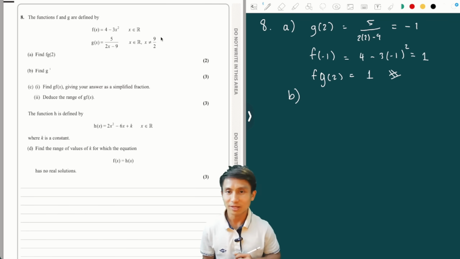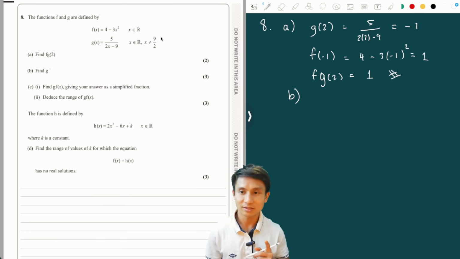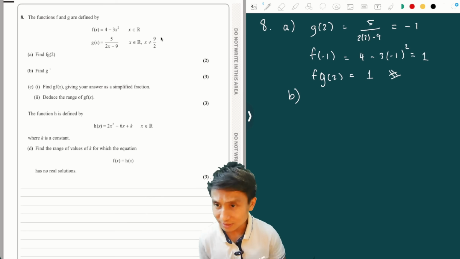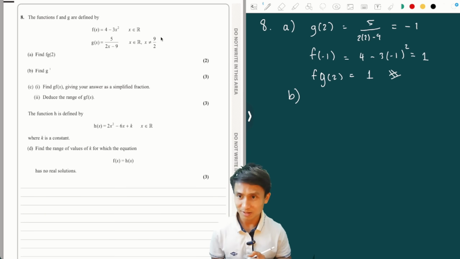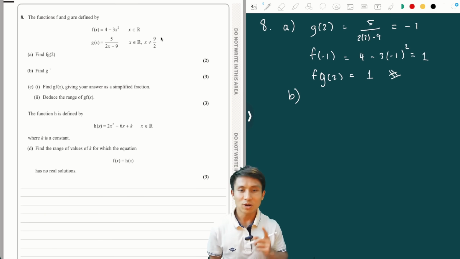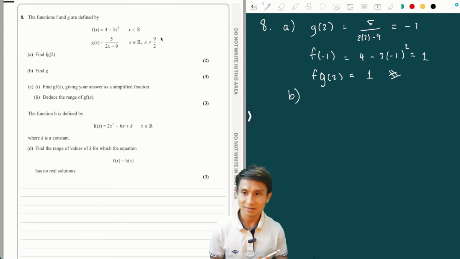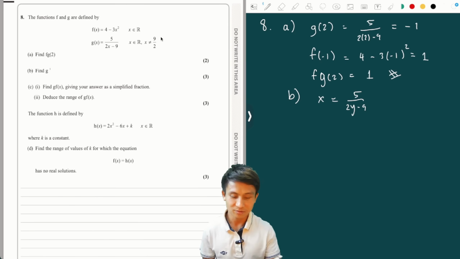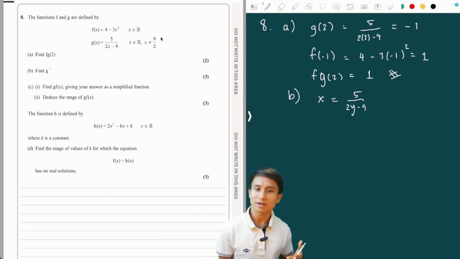Okay, this one we've got to be careful, right? Because whenever you are asked to find an inverse of some function, you've got to give the domain. So we are asked to find g inverse, so I'm just going to do x equals 5 over 2y minus 9. This is just for the working marks.